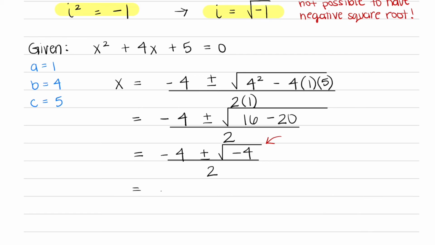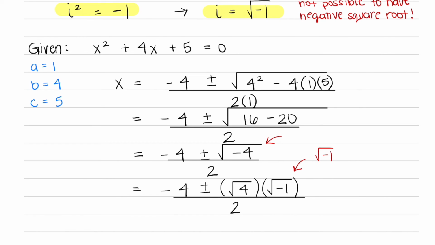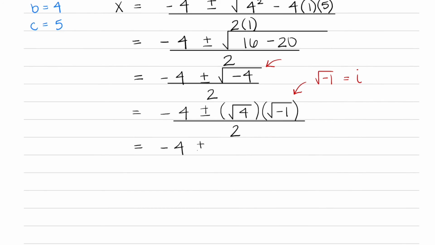So let's write this as -4 plus or minus the square root of 4 times the square root of -1. If you multiply those out, you would just get what we have above, the square root of -4. And now we know that the square root of -1 equals i, so we can replace it with i. So let's continue. Equals -4 plus or minus, and we know the square root of 4 is 2, so 2 times the square root of -1, which is i, over 2.